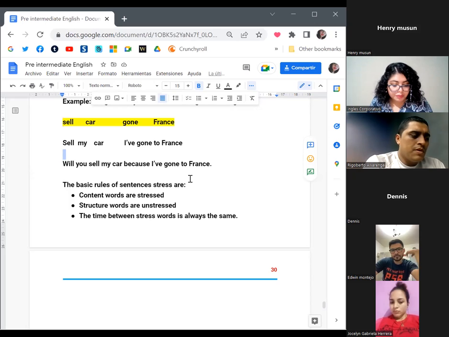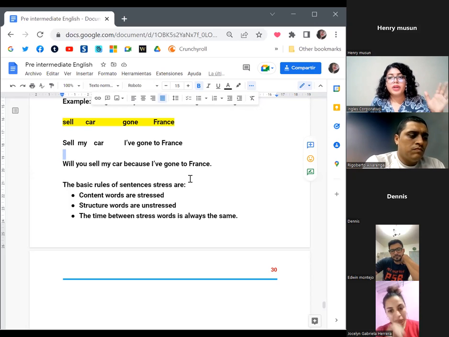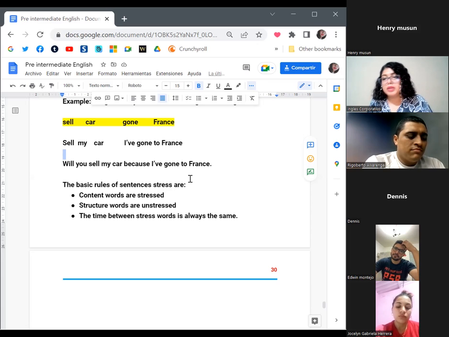We have one table for content words. We have one table for structure words. And we have the exceptions, because we know that for all the rules that we have, there is an exception.